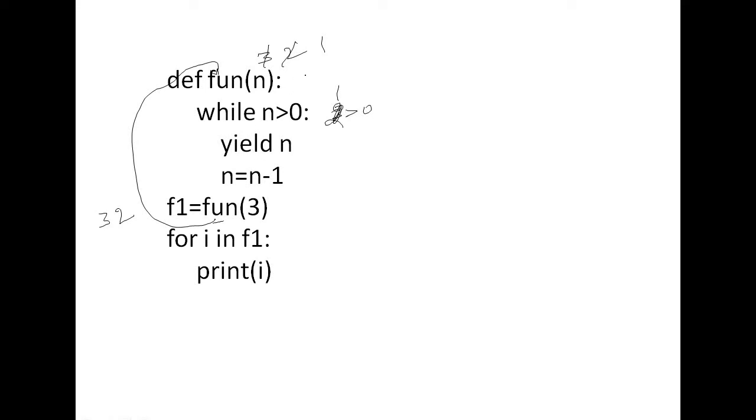Yield n, which means we are transferring the n value, 1. 1 has been transferred here. After that, n equals n minus 1. The n value becomes 0. Go to the condition. 0 is greater than 0. The condition is false. When a condition is false, we go outside of this while loop. Here my f1 contains the data as 3, 2, 1.